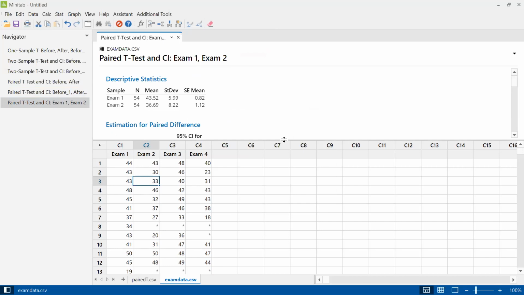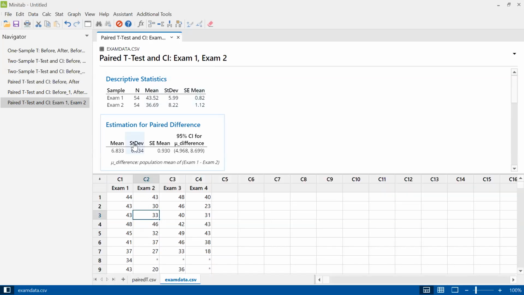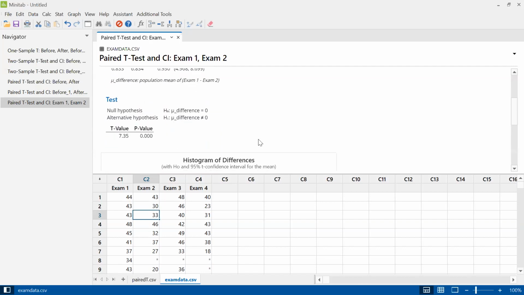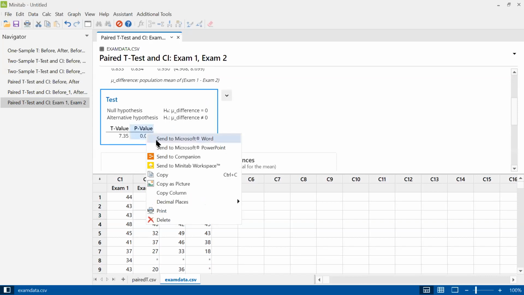So comparing exam one and exam two, the mean on the first exam was 43, the mean on the second exam was 36, which is much lower. But now what we actually care about is what was the mean drop in score. So it looks like it went down about 7 points. Okay, so the mean change was 6.8. Standard deviation, also about 6.8.